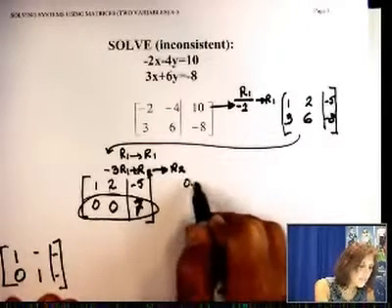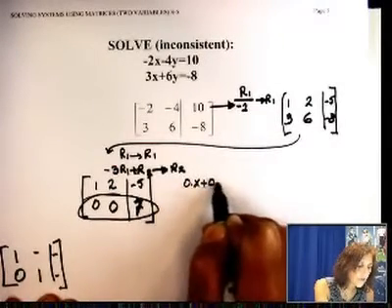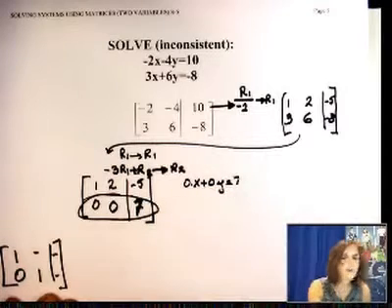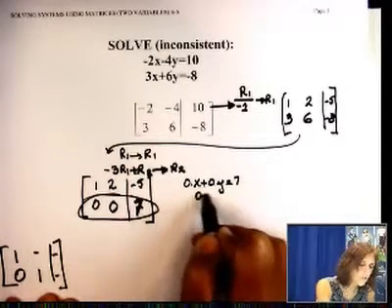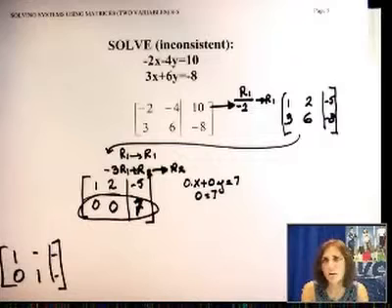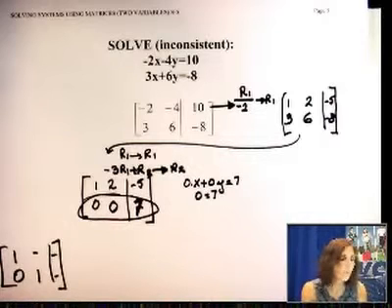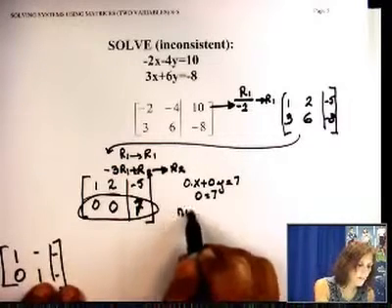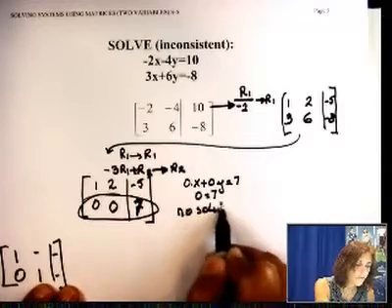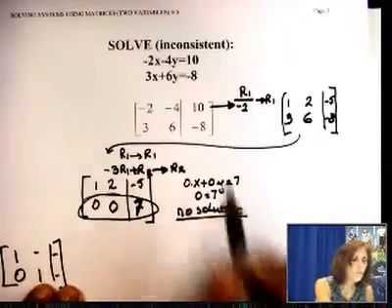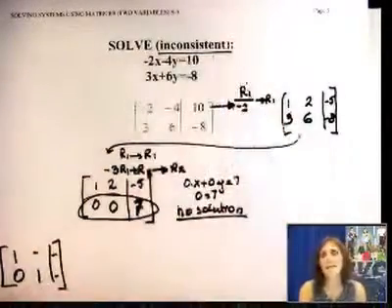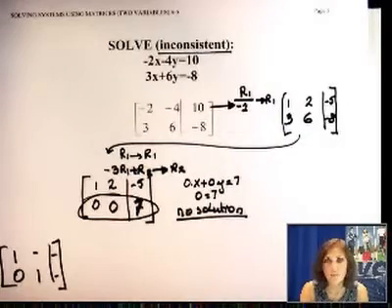So I have 0x plus 0y equals 7. That means 0 equals 7. Is that even possible? That's not possible. So what is the answer? No solution. So this system was an inconsistent system to start with.